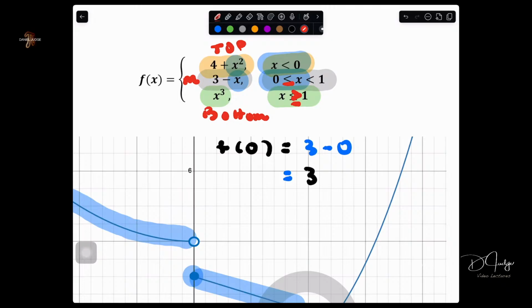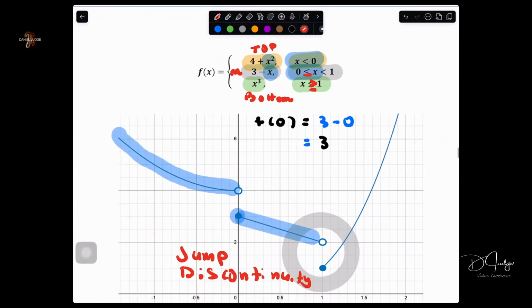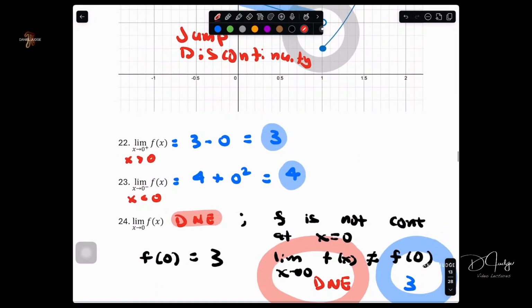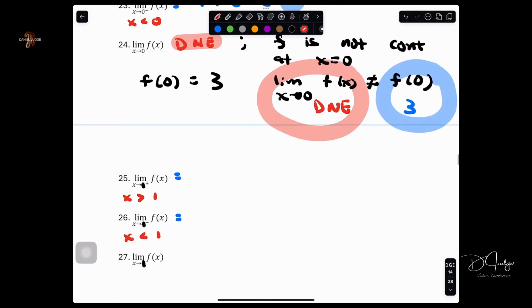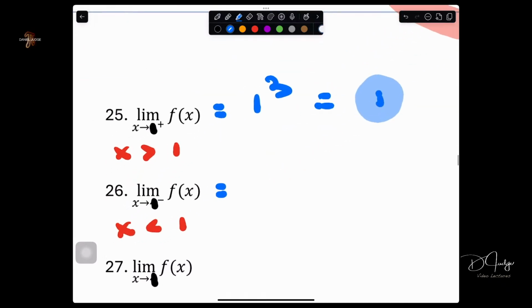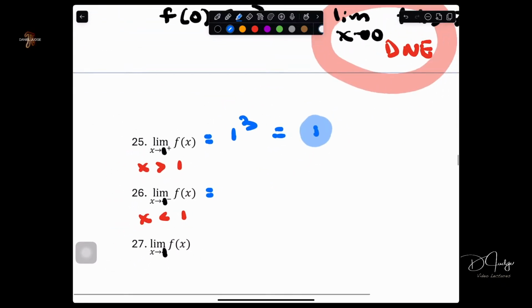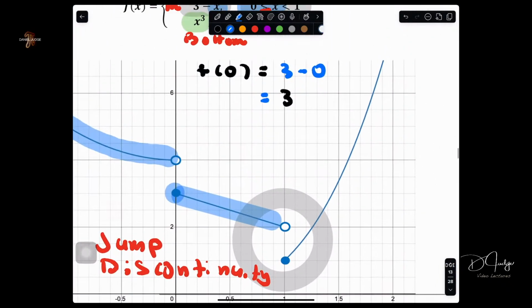We're going to have to fix a couple of those typos on this question here. So fix that typo: x is greater than or equal to 1. Now, we're going to use the bottom piece there. So this is going to be 1 cubed. And 1 cubed is the value 1. Now, the limit as x goes to 1 from the left, that's x smaller than 1.